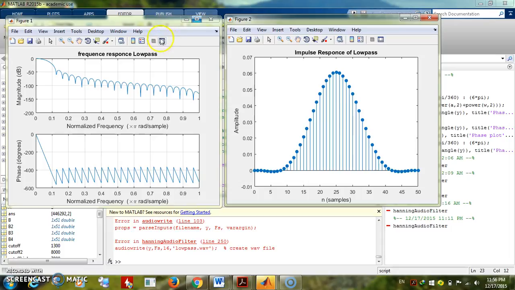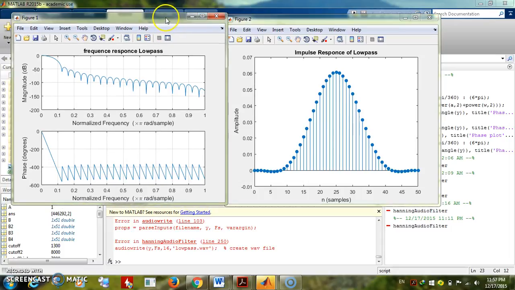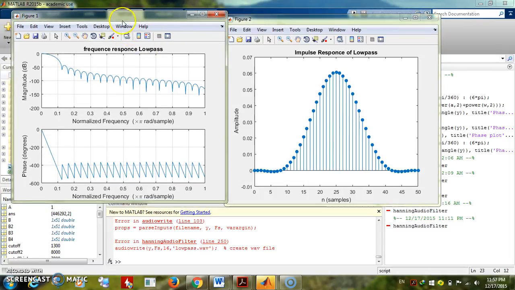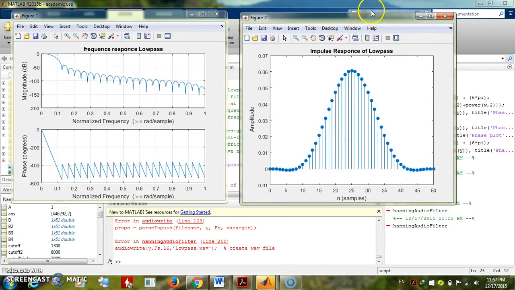Okay, so for the first graph, you can see a graph about frequency response low pass and normalized frequency. Because this is a low pass filter, it will allow just the low frequency. And this is the second graph, impulse response of low pass. It will respond only to the low frequency.